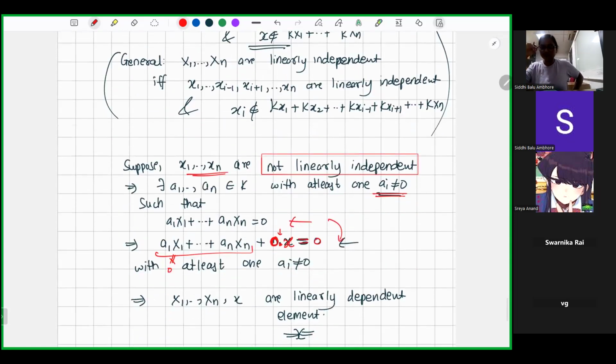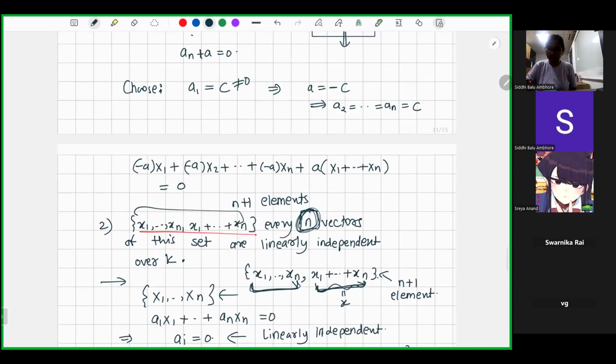But when you write such that a1 x1 plus dot dot dot an xn, this should not be equal to 0 here, no? Because not independent means linearly dependent, right? And for linearly dependent, the summation must be equal to 0, but the ai must be non-zero. So the addition is 0, but the coefficient is non-zero. So here this equal to 0 is always there.